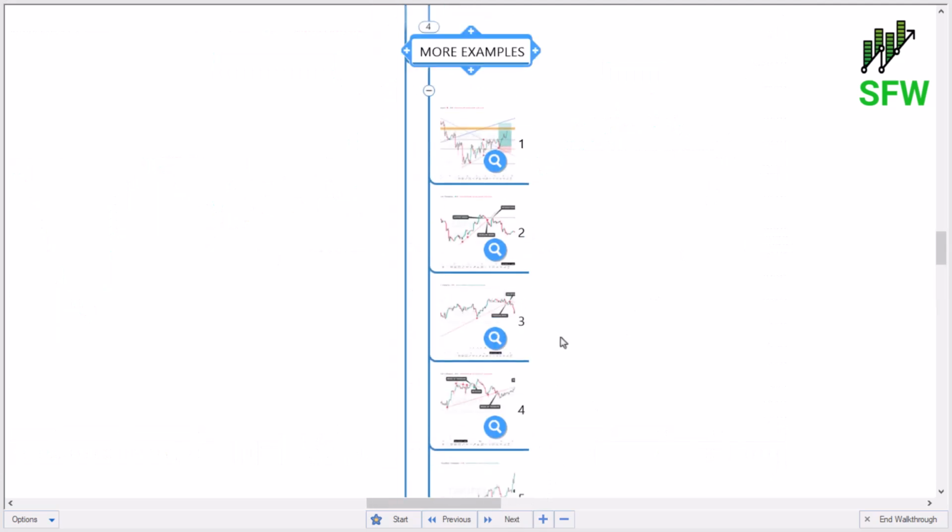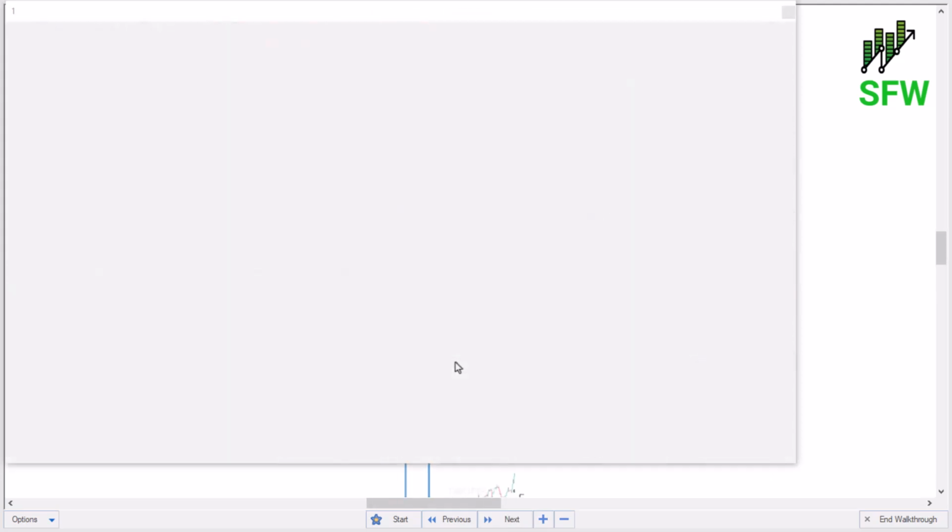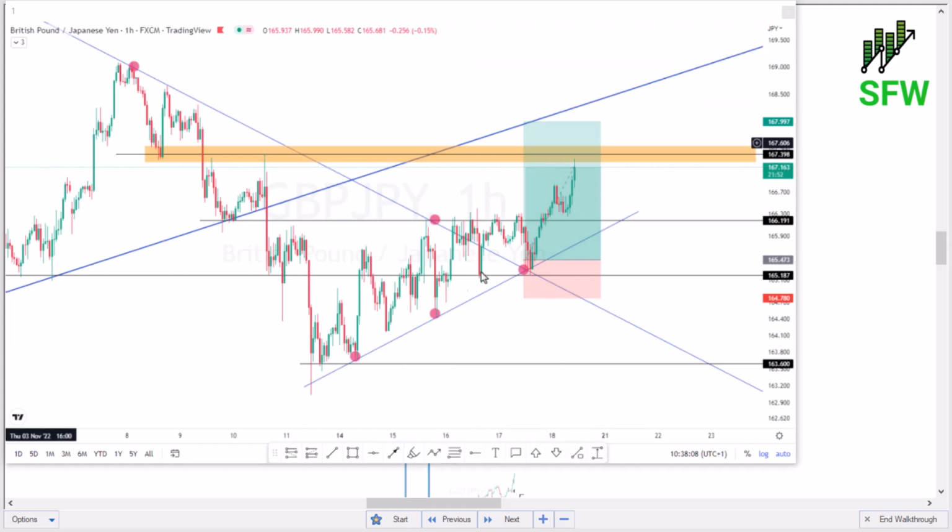Let's dive into more examples. Take a look at this setup in front of you. This was a trade which I personally took. If you noticed, we have our trend line from this point. Okay, it got broken to the upside. Upon retesting, that's an entry opportunity.